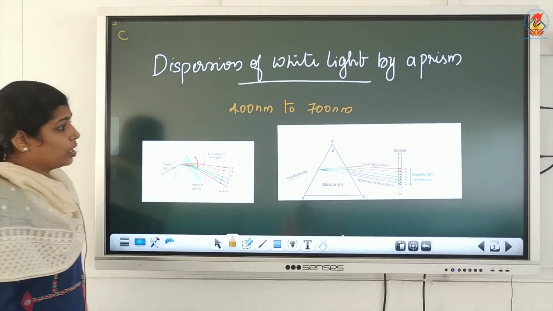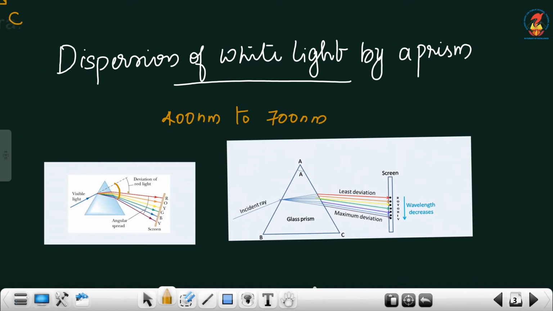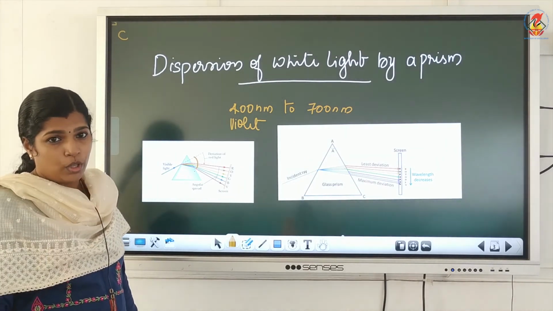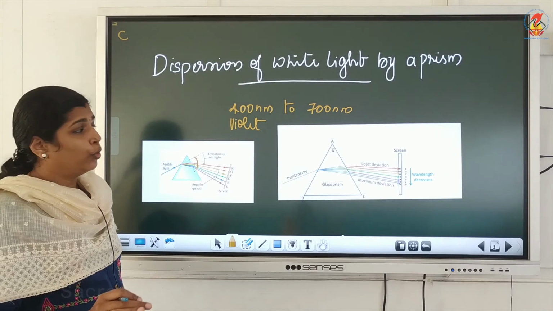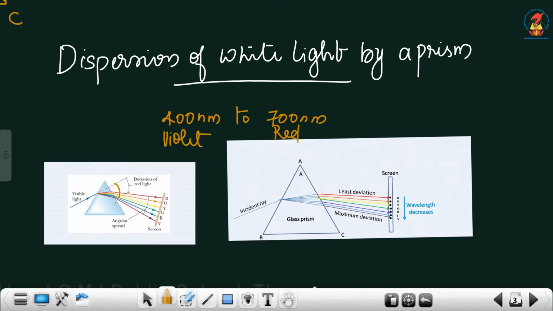Here the deviation is maximum for violet. It will bend the most because its wavelength is minimum. This one is violet, the wavelength is minimum, so it will deviate most. This one is the wavelength of the red. The wavelength of red is more, so the deviation will be minimum.